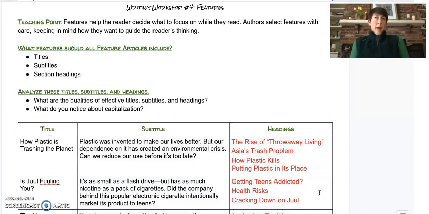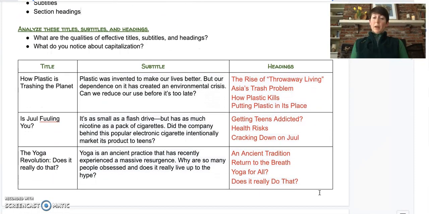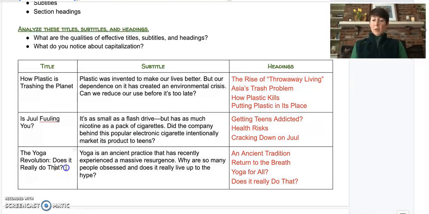So I took a stab at creating a title, subtitle, and heading sections for my article on yoga. Let me scroll down and show you what I came up with and see what you think. My title is The Yoga Revolution. Does it really do that? I'm already noticing I need to capitalize things differently. So I'm hoping that title will activate schema in my reader. Obviously, I'm talking about yoga, but I'm also posing this question to get my reader thinking: does yoga do everything people claim that it does? Maybe we'll explore that in my article.